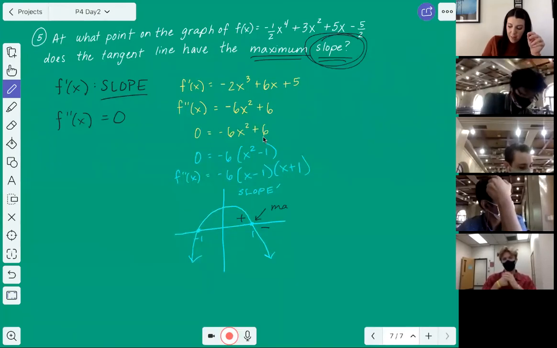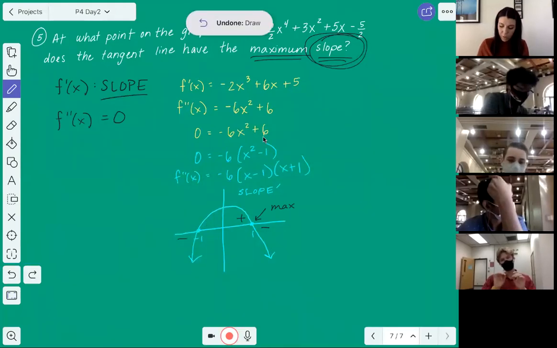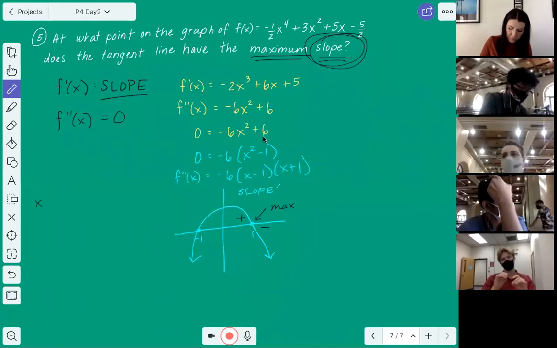That would indicate a maximum, meaning a maximum on the slope graph, right? So a maximum slope. That's where a maximum would happen. Over here at -1, it changes from negative to positive. So that would indicate a minimum. So that's where we would have our minimum slope, which is not what I'm looking for. So now that we know our maximum slope happens at x equals 1, that does not answer our full question.